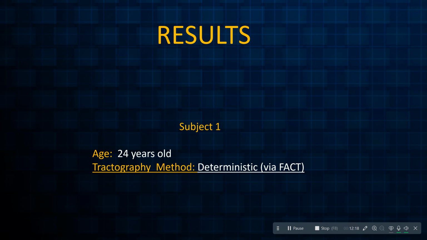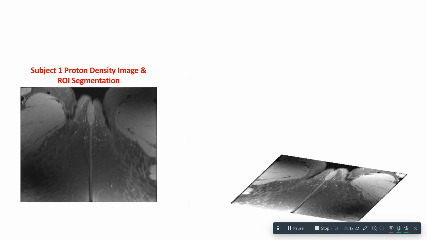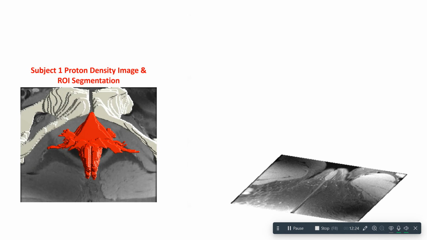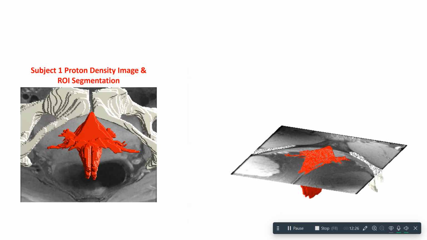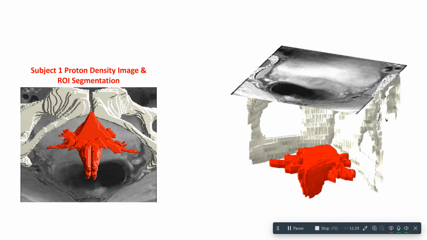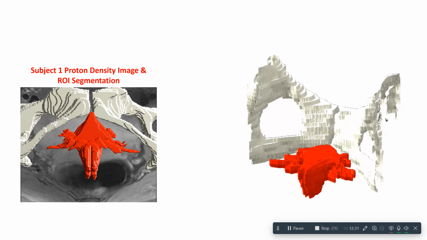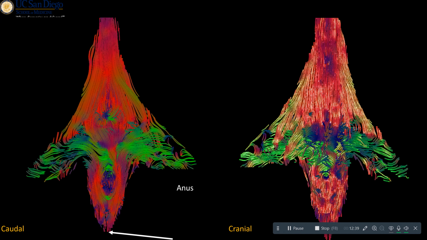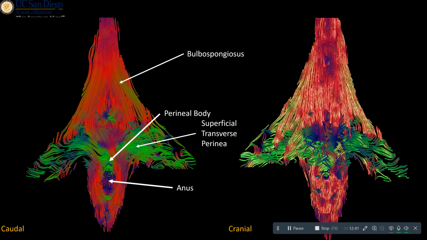We have a female subject, 24 years old. First, I want to show you the results of deterministic fiber tracking. First, we have to identify the region of interest prior to calculating the fiber tracks. So you can see the pelvic floor bones, the perineal body region, and the external anal sphincter. Within the region of interest, we used deterministic fiber tracking to reconstruct the results.